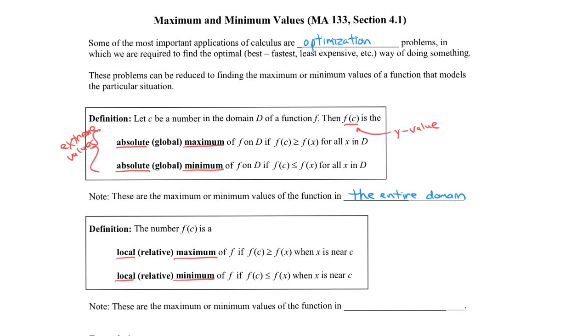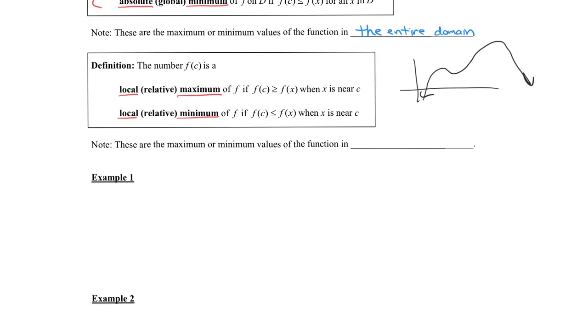Just a quick little example here. If we've got something that goes like this, you can see that right around here, locally, this is a maximum. So this would be a local maximum, but it's not the absolute maximum. The absolute maximum would be up here. Okay, so that's the general idea, and we'll get into more details about that in just a second. The other note here, these are the maximum or minimum values of the function in some interval.